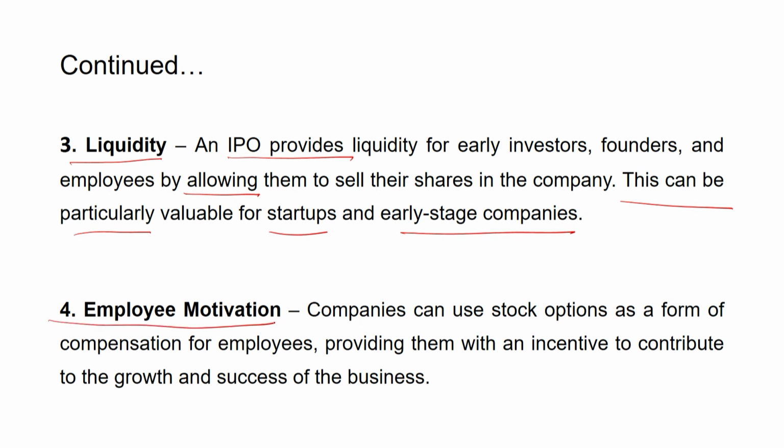Next is employee motivation. Companies can also use stock options as a form of compensation for the employees. So IPOs provide them with a platform for giving stock options to the employees. It also gives them a chance to provide incentives to contribute to the growth and success of the business. So these are the various types of benefits that a company can have by arranging funds with the help of the initial public offering.